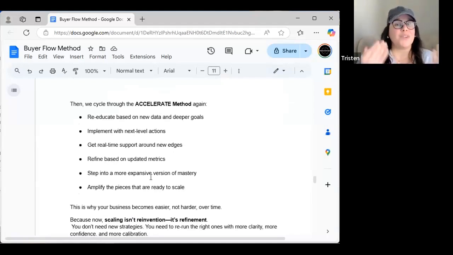Accelerate method again. So re-educate based on new data, deeper goals, bigger goals, implement. So next level actions, what do we need to do? Get real-time support around those new edges, refine based on the updated metrics, mastery. So step into an expansive version of mastery. This may look like hiring team members if that's something that you desire for your business. And then amplifying that all over again until we start the cycle over again.